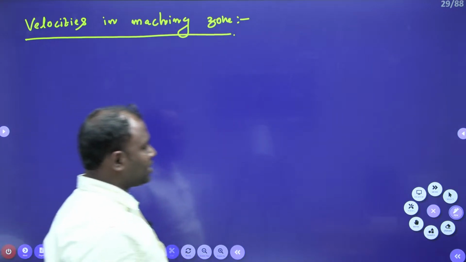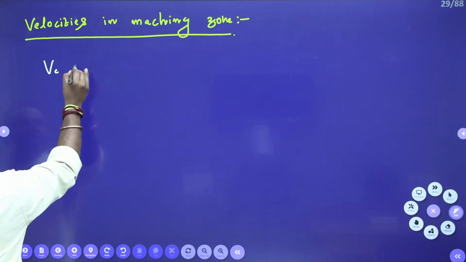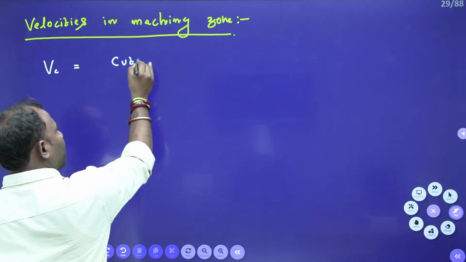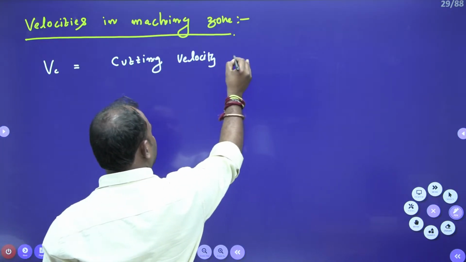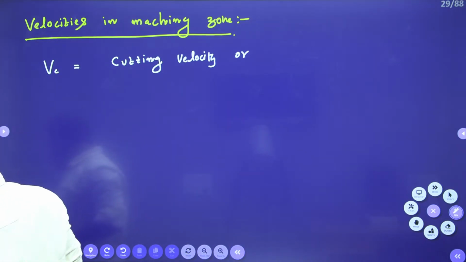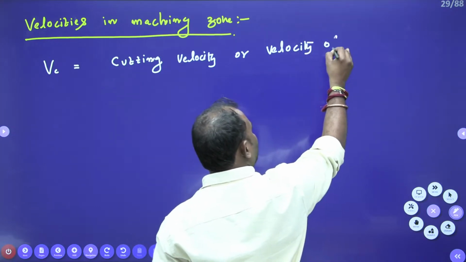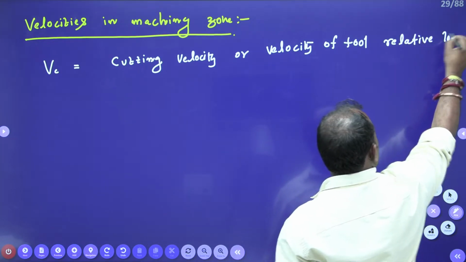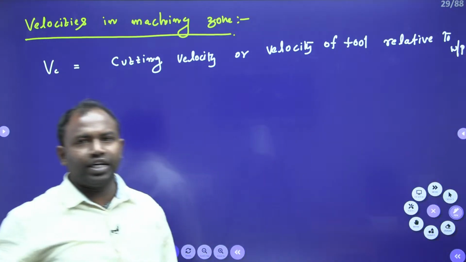What velocities act in the machining zone? As I said, Vc is the cutting velocity, or we can also call it the velocity of the tool relative to the workpiece.